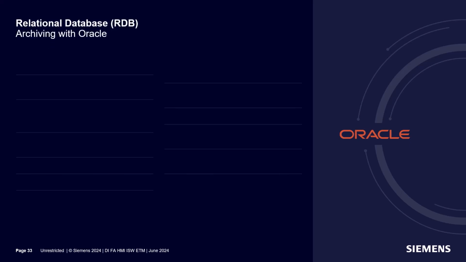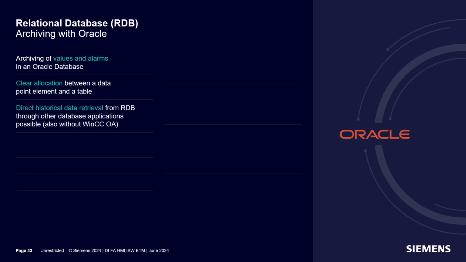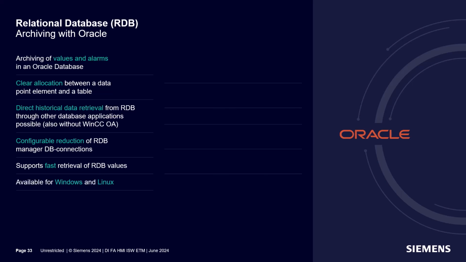Archiving with Oracle, RDB, involves storing values and alarms in an Oracle database. This method allows for a clear allocation between a data point element and a table, enabling direct historical data retrieval from the RDB through other database applications, even without WinCC OA. Configurable reduction of RDB Manager database connections allows you to manage database connections efficiently. The system supports fast retrieval of RDB values. Available for Windows and Linux.